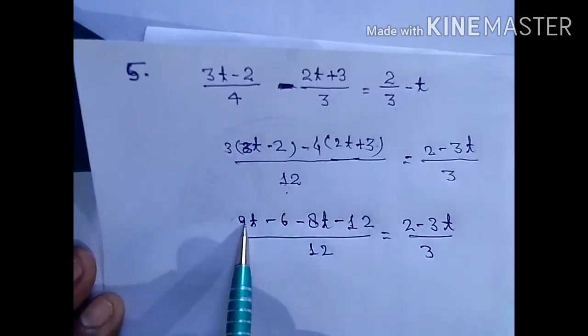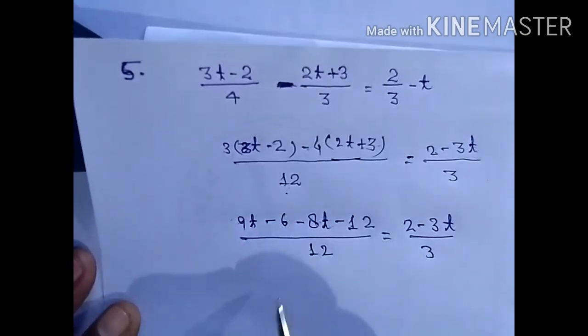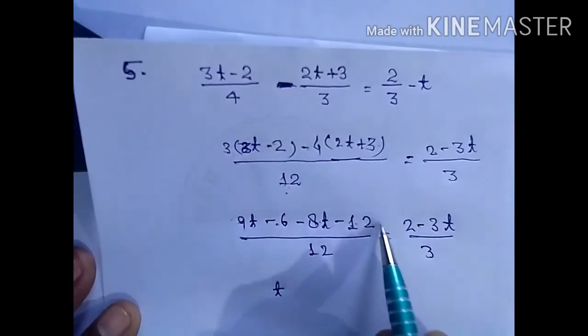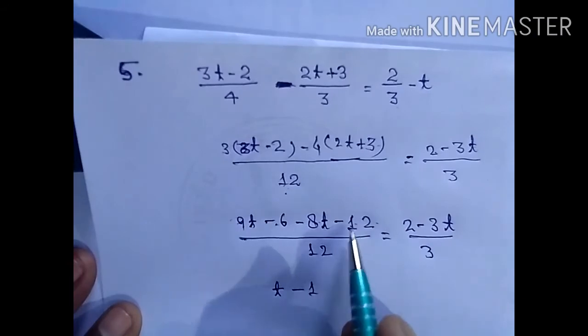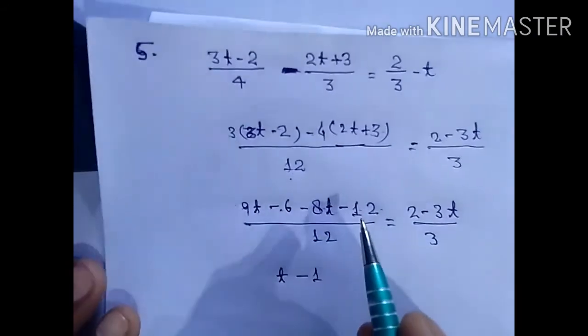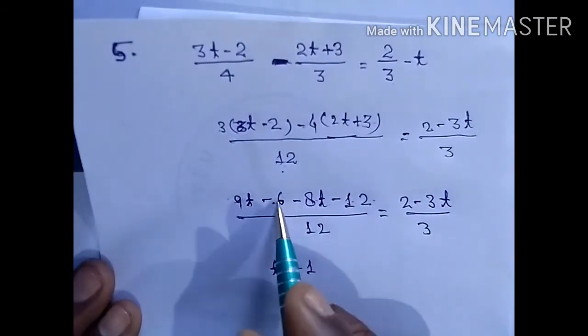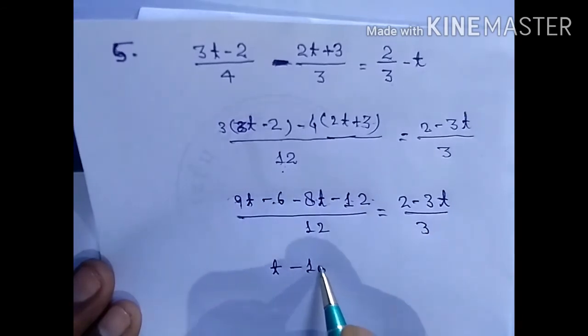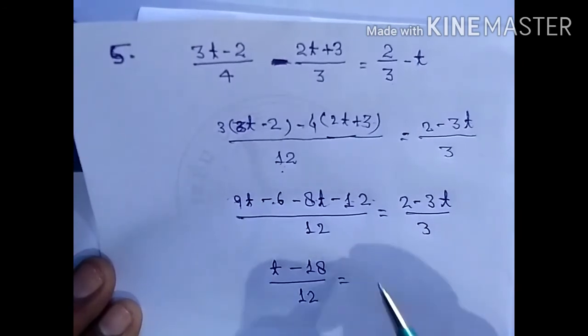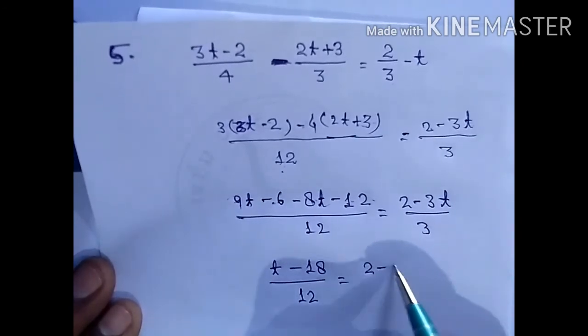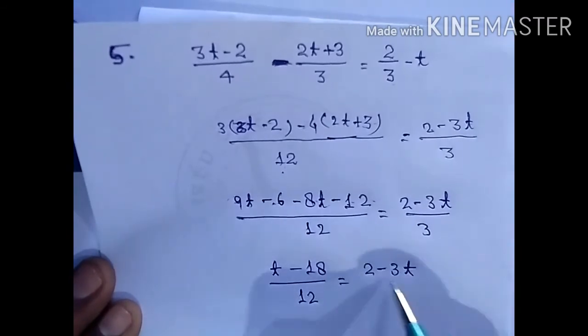So it will be 9t minus 8t, it will be t, and minus 6 and minus 12, it will be minus 18, because both are negative, student, so it will be added. Minus 6 and minus 12, it will be minus 18, upon 12 is equal to 2 minus 3t by 3.